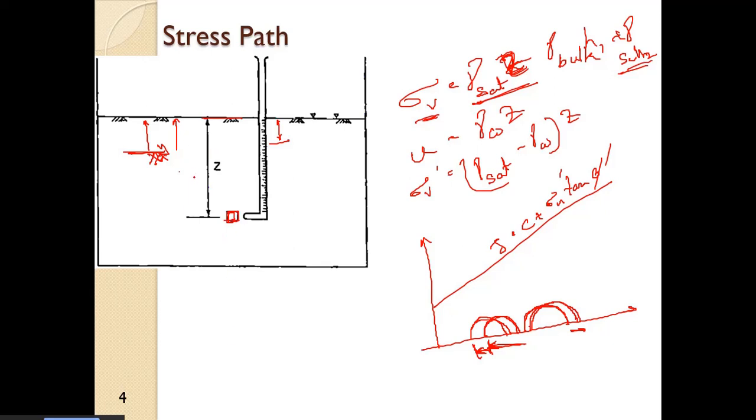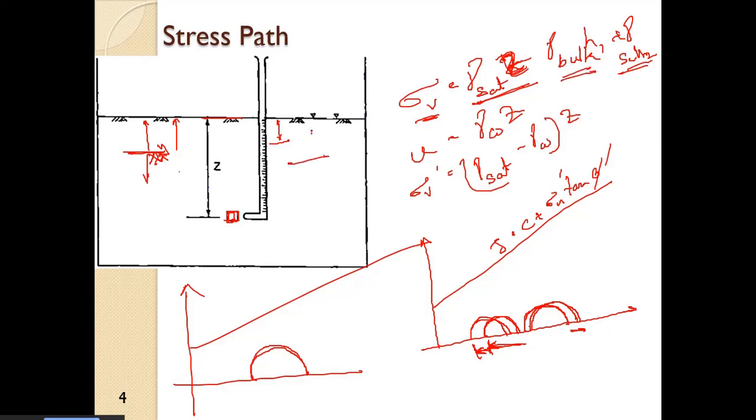So due to the rise, and if it falls, what will happen? So we had the total stress here, and if it falls, what will happen? So this gamma bulk region will now increase, so the total stress will slightly decrease from what it was initially.